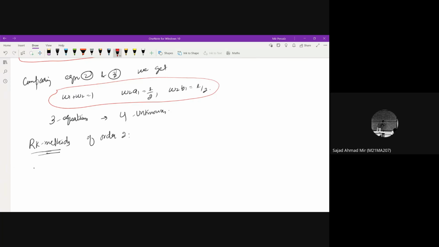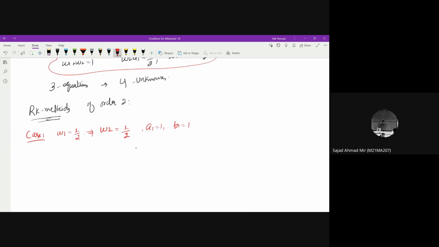RK methods. And if we go for case 1, where specific values, let's say w1 is taken as half, this will result in solving for the other three variables. You will get w2 as half, a1 as 1, b1 as 1, and if you put all these values back into your numerical scheme, you actually get the modified Euler's method. You will get the modified Euler method with these values of the parameters.